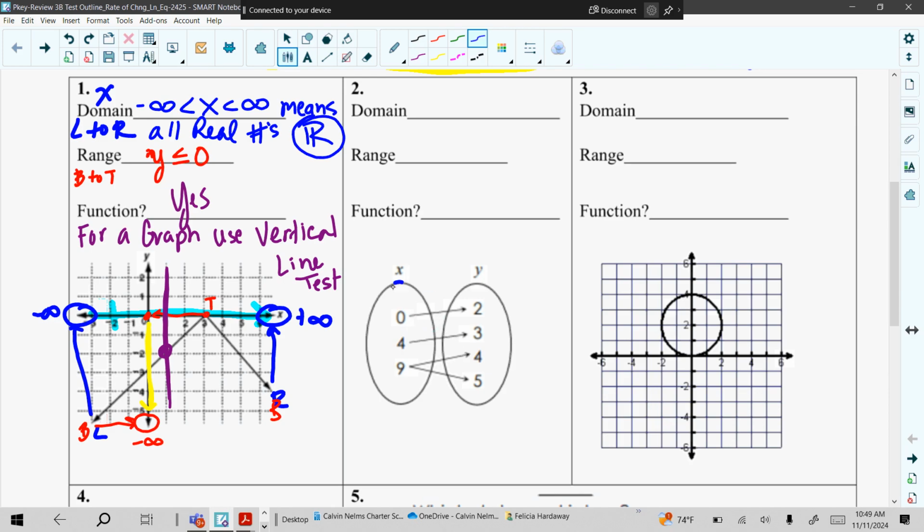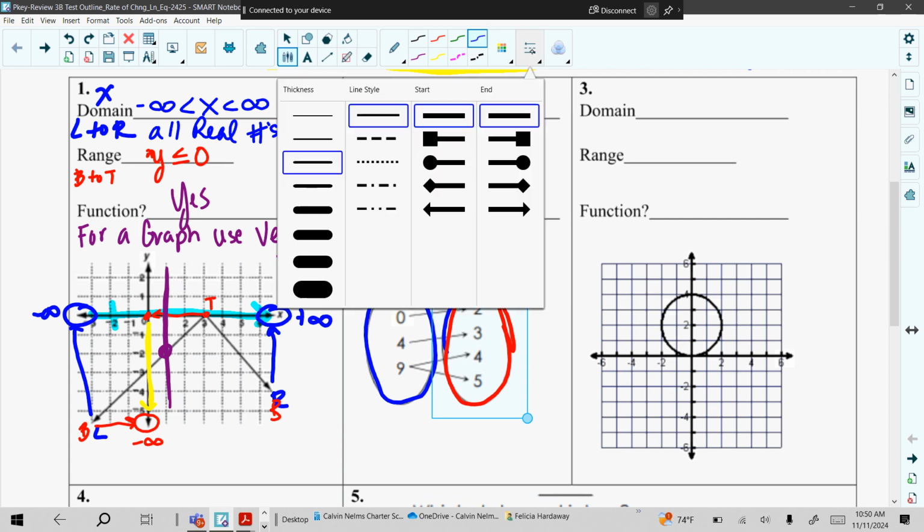So your first circle here is your x values. It says right there, x. And then the second set here is your y values. So our domain members are x.